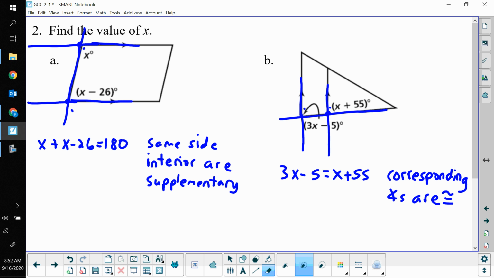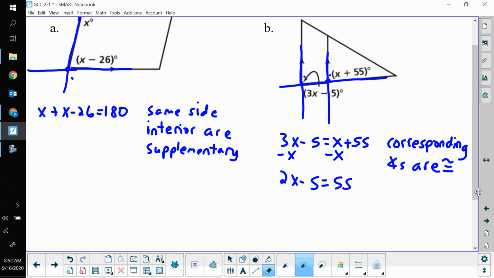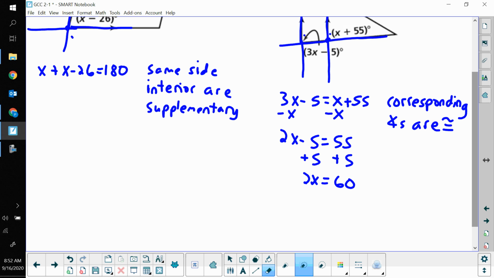And we'll go ahead and we'll solve this. Okay, when we're solving, and it's just a x to the first, we want to get x's on one side, the constants on the other. So I'm going to choose to subtract the x over. And then we got to get the constants over to the right, so I'll add the 5 over. And opposite of multiplication is division, so we'll divide by 2. And we get x equals 30.